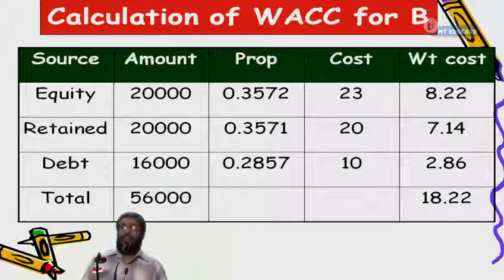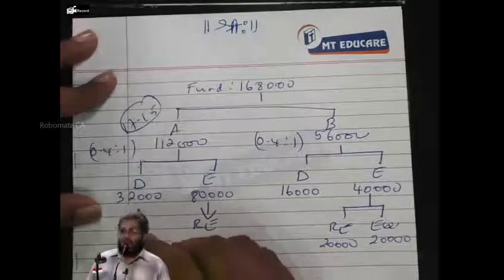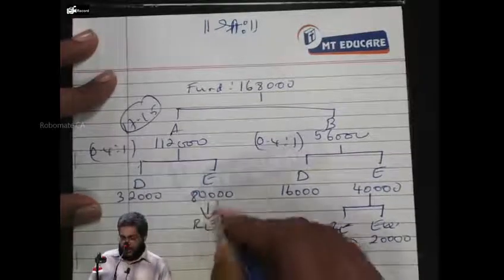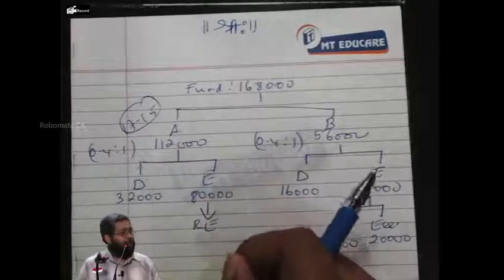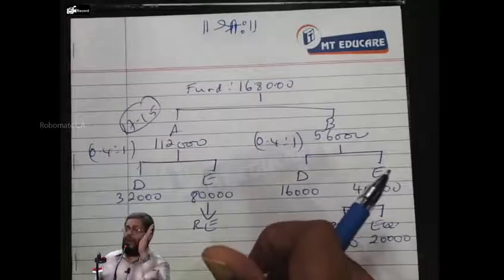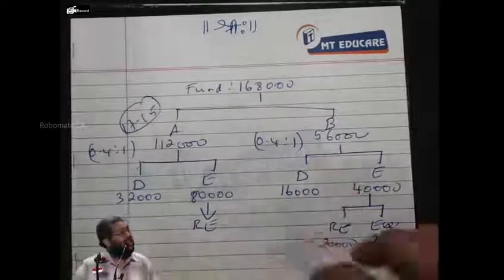In that case, when I do A, how much money is required for A? 1,12,000. How much am I going to borrow? 32,000. What about retained earnings? 80,000. Out of 1 lakh, 80,000 is going for capital budgeting purpose. The residual dividend policy says that what is available is how much? 20,000. Declare as dividend. Yes or no?